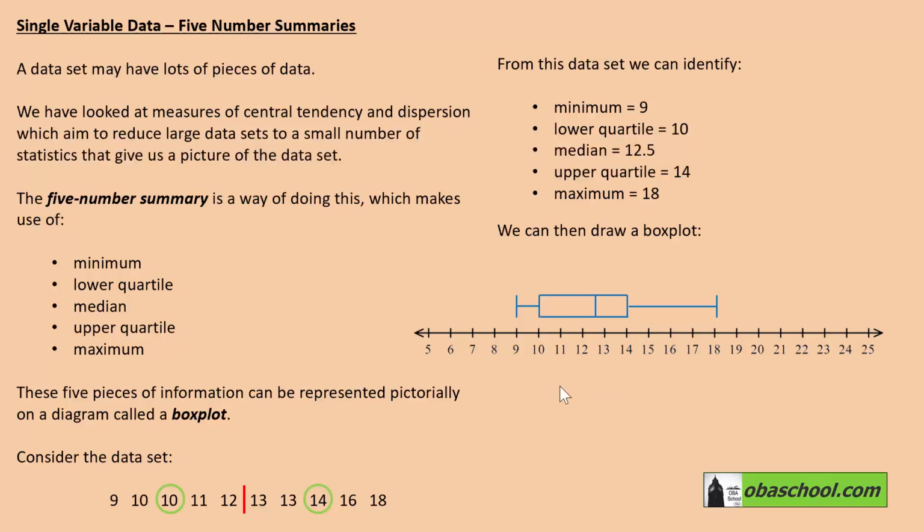Box plots are useful. If you think about the box going from the lower quartile to the upper quartile, the length of the box is the interquartile range. If 18 is the maximum and 9 the minimum, the overall length of the diagram is the range. We can often spot features of a data set such as symmetry or skewness using a box plot.